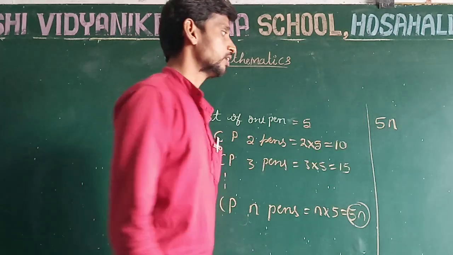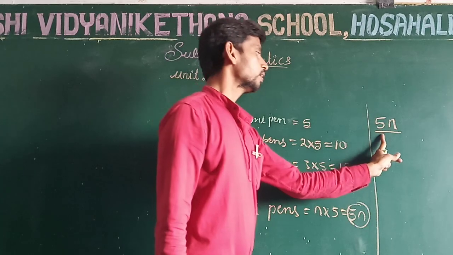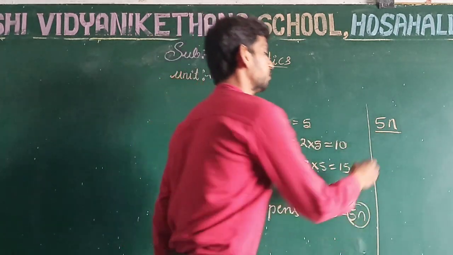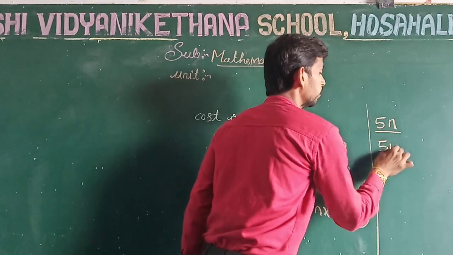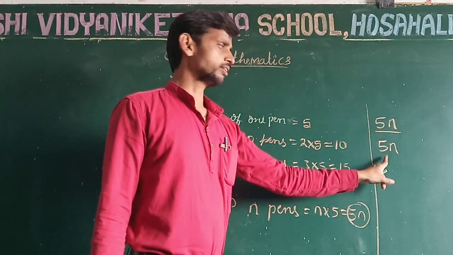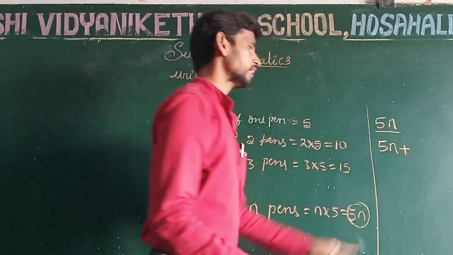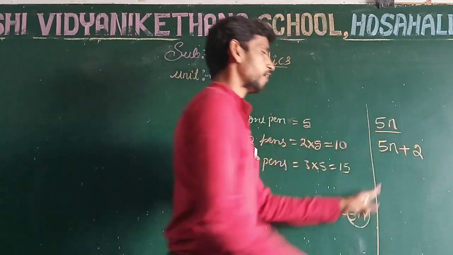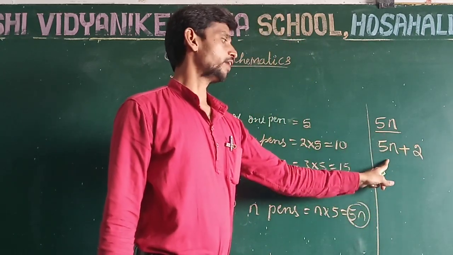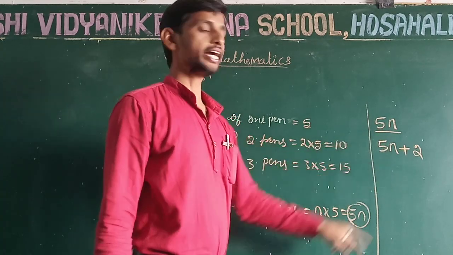5n. It's an algebraic expression. Okay. So how many terms are there? One term. Yes, 5n is an algebraic expression. If it is having two terms, like 5n plus 2, what do we call it? It's a monomial 5n. With two terms, it's a binomial.